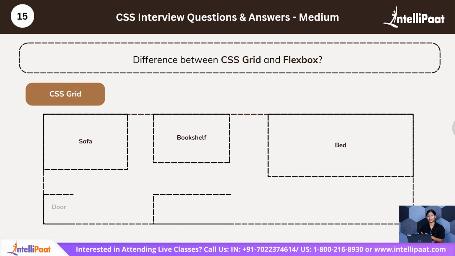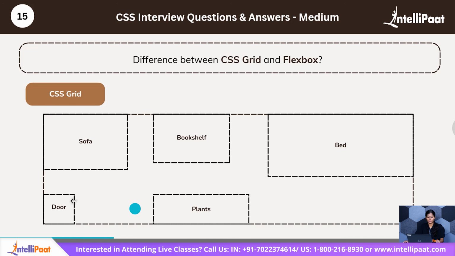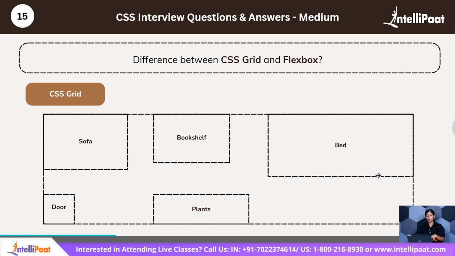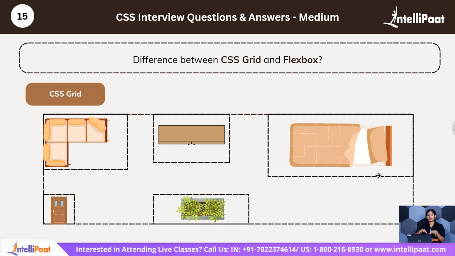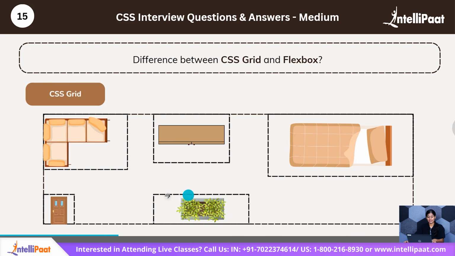So that is if you were building a house and there's a layout for a house, you can see that everything is specified, that this much area is required for the bed, this much area is required for the bookshelf, for the sofa, for the plants, for the door, and then you put these elements on their defined space and they take up the space that you gave them. That is how CSS Grid works.